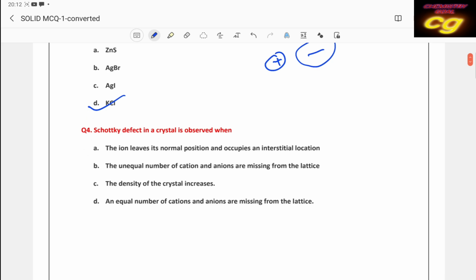Next, the Schottky defect in a crystal is observed when, what do you think is the answer? The ion leaves its normal position and occupies an interstitial location; an unequal number of cations and anions are missing from the lattice; the density of crystal increases; or equal numbers of cations and anions are missing from the lattice. So D is the correct answer, because the same number of cations and anions are missing from the lattice. Other points do not satisfy the Schottky defect.